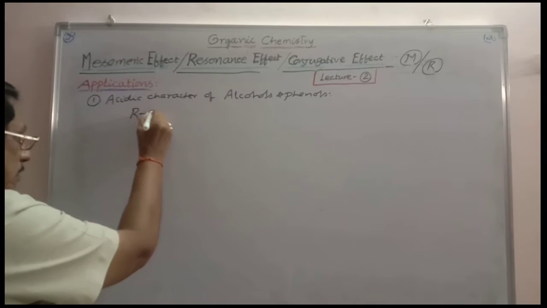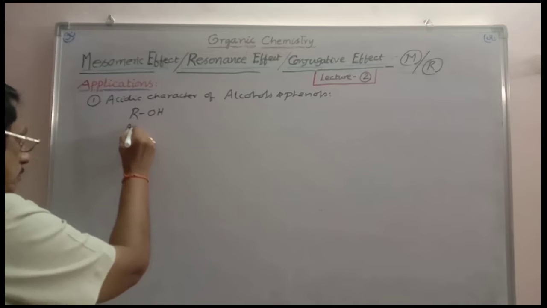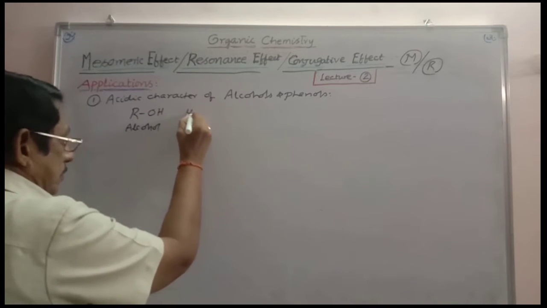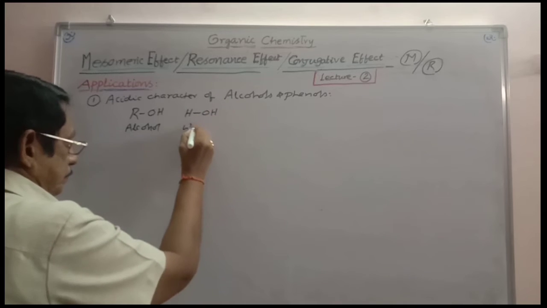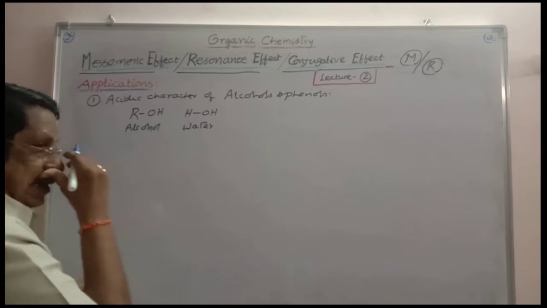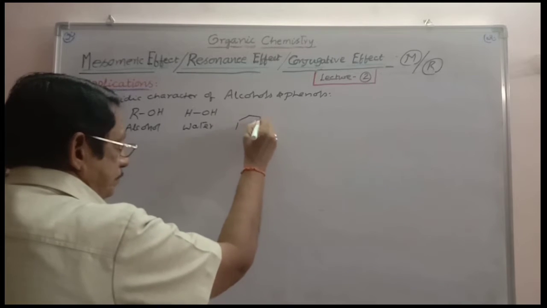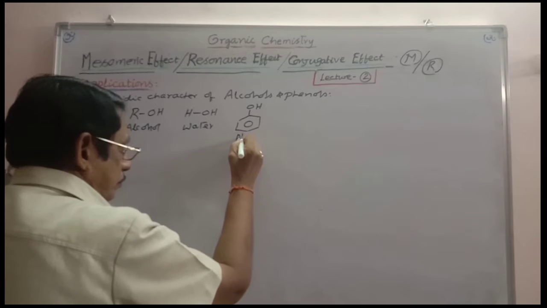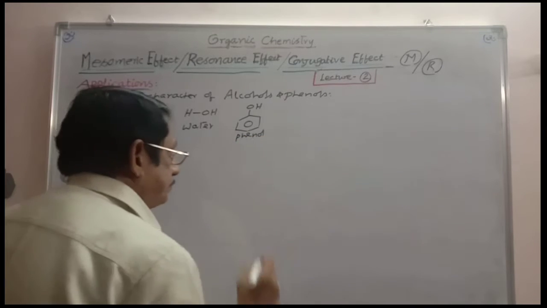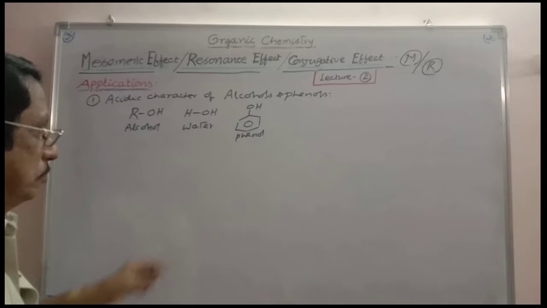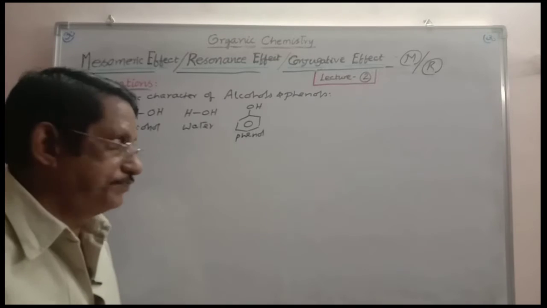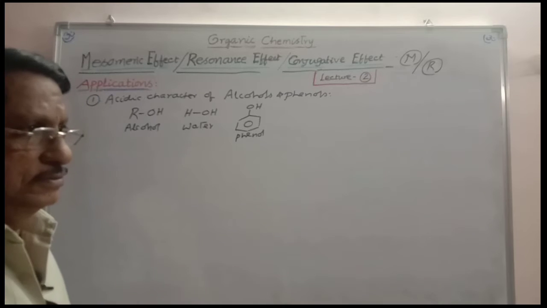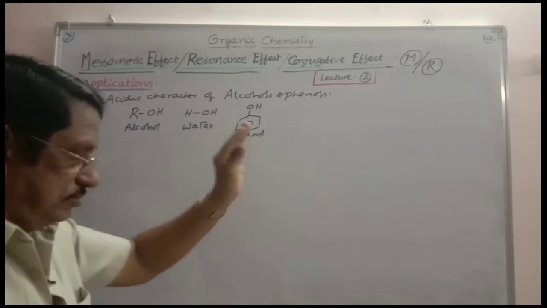One is alcohol. Second one is water. And third one is phenol, an OH group attached to a benzene ring. Which is more acidic? Why? Through the mesomeric effect concept, we can explain why phenol is more acidic out of all these three.